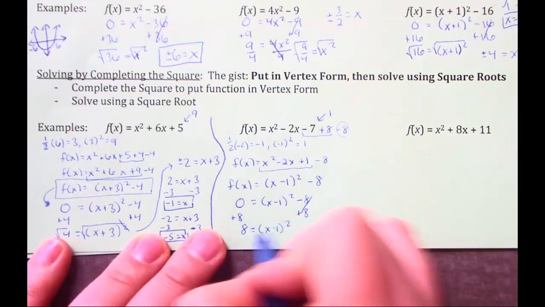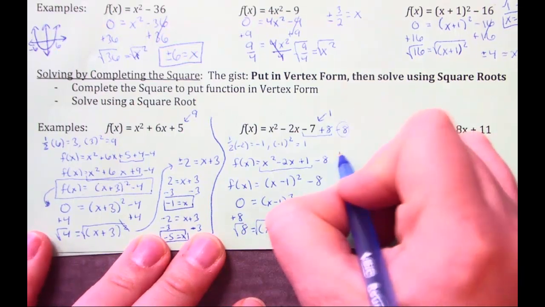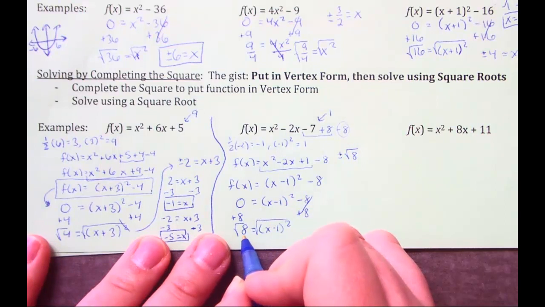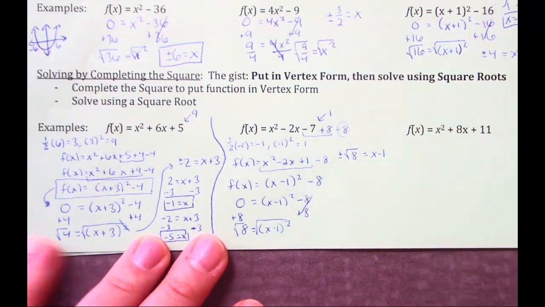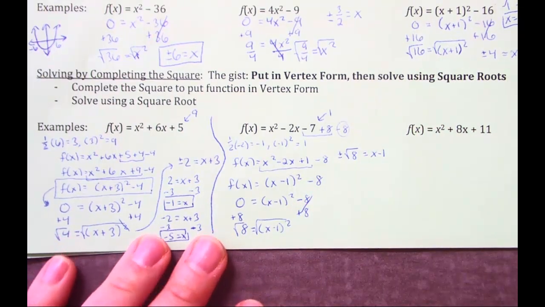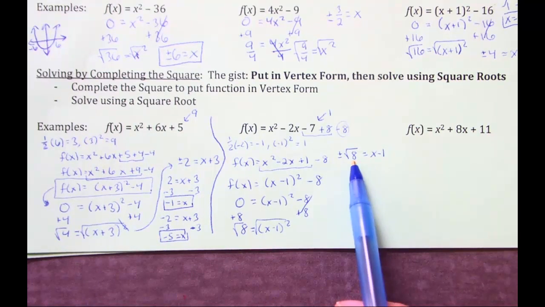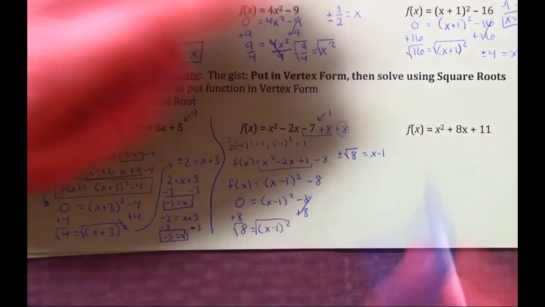And then we square root, and you get plus or minus square root of 8, and we can just leave it as that because if you do the square root of 8, you get a decimal, equals x minus 1. Now to solve for x, we have to add 1 to both sides, but do we add it to a positive square root of 8 or a negative square root of 8? We don't know.